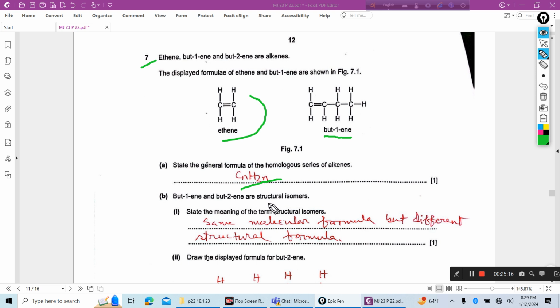But-1-ene and but-2-ene are structural isomers. State the meaning of the term structural isomers. You know definition of isomers. Same molecular formula but different structural formula or different displayed formula are known as isomers.